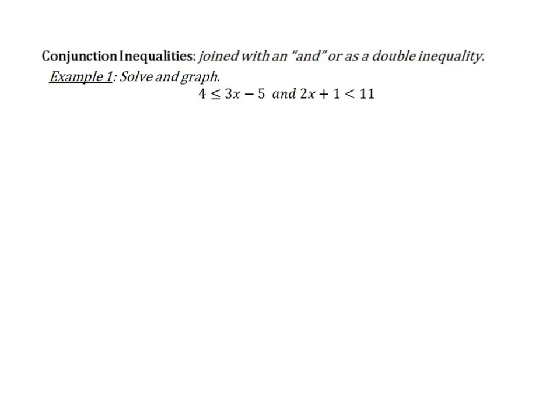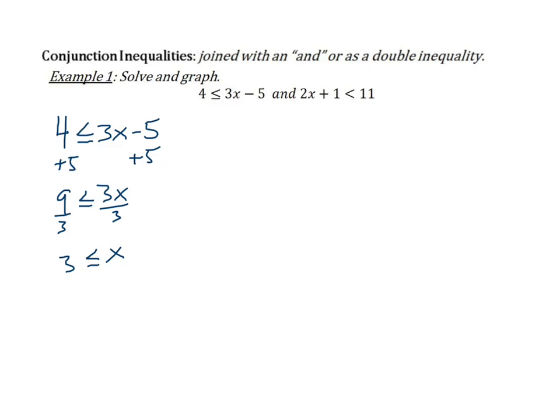First, we have a conjunction example, and we have two inequalities combined with an and, as we said. So all we're going to do is solve these separately. Nothing too fancy. We've got to remember our rules for inequalities. Solve it like an equation. Add 5. 9 is less than or equal to 3x. Divide by 3. And we get 3 is less than or equal to x.